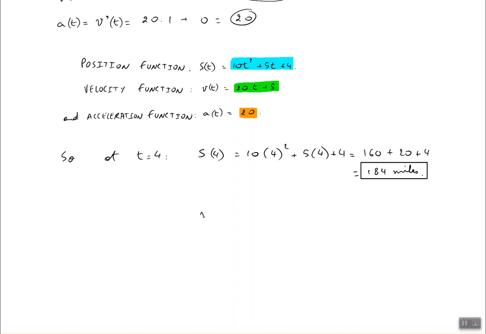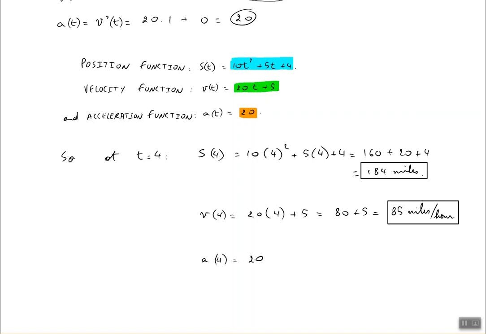Whereas the velocity is going to be 20 times 4 plus 5, which is 80 plus 5, which is at the end 85. And this is velocity, so it's described in miles per hour. So this is how fast your object or your particle is moving after 4 hours. And then finally, the acceleration at 4. So after 4 hours, how much are we accelerating? Well, it's 20. And the unit for acceleration is kind of weird. It's miles per hour squared.